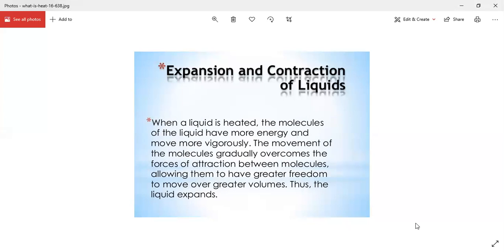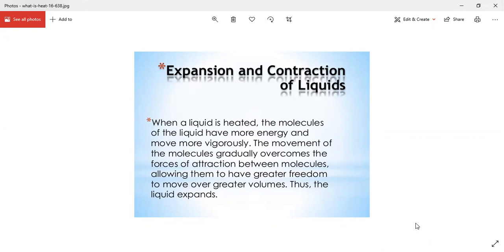So that was all about your solids. Now let's move on to the liquid part of it. Because change in volume, expansion and contraction occurs in all three states. Now let's move on to the liquid. When a liquid is heated, the molecules of the liquid have more energy and move more vigorously. The movement of the molecules gradually overcomes the forces of attraction between molecules, allowing them to have greater freedom to move over greater volumes. Thus, the liquid expands.